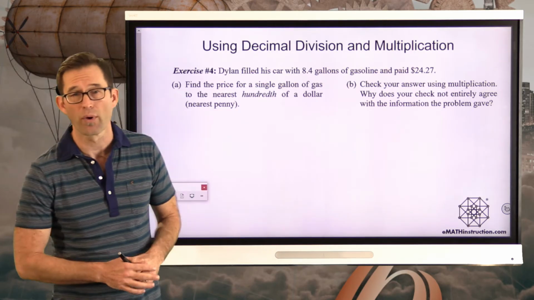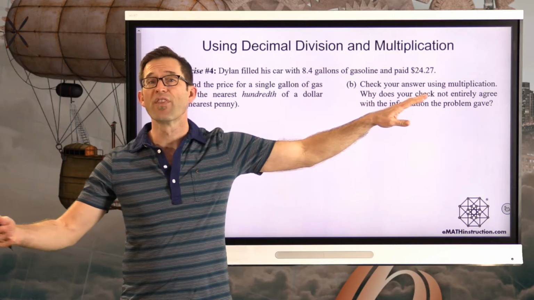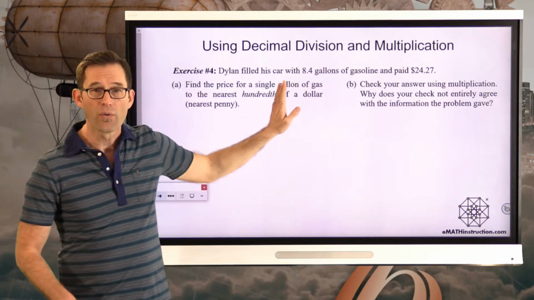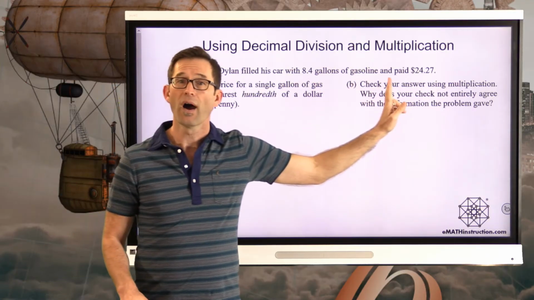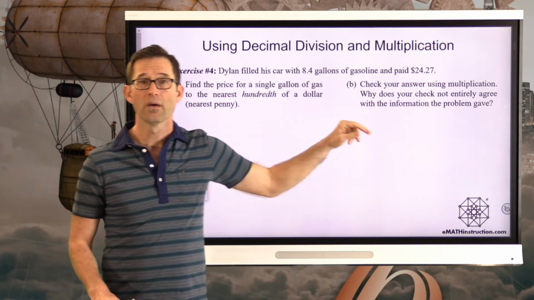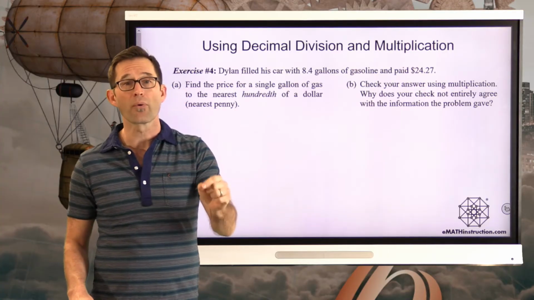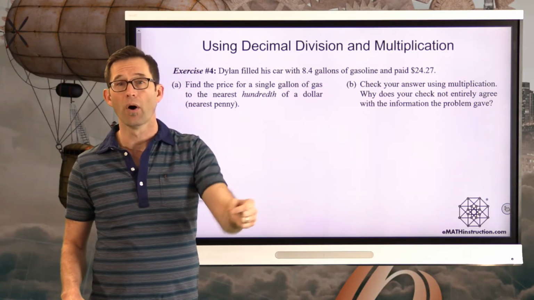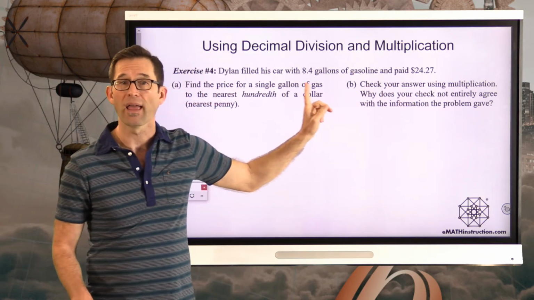All right, so let's do it. It should be very simple, right? If you know how much you paid in total for a certain number of things you bought, and you know the number of things you bought, even if it's a decimal amount, then dividing the total that you spent by the total amount you bought will give you the price per thing that you bought. So I'm going to divide the 24.27 by 8.4.